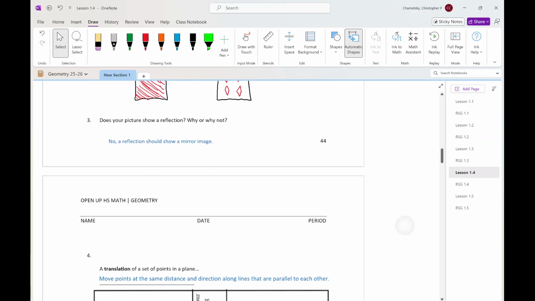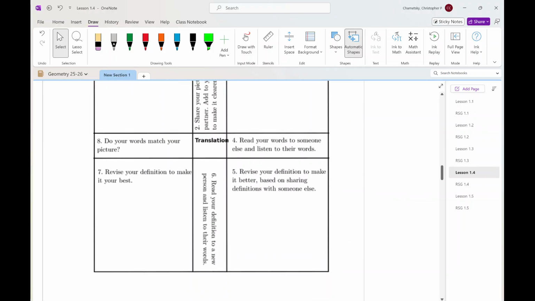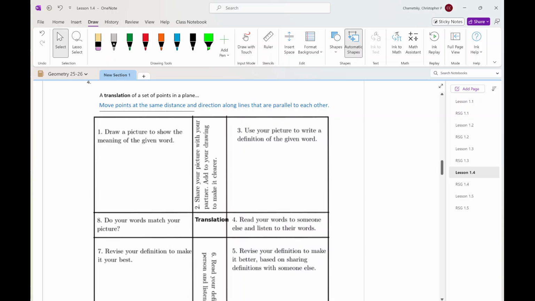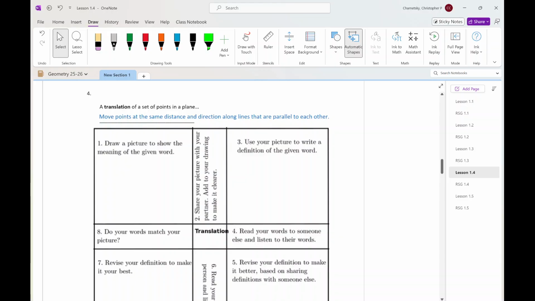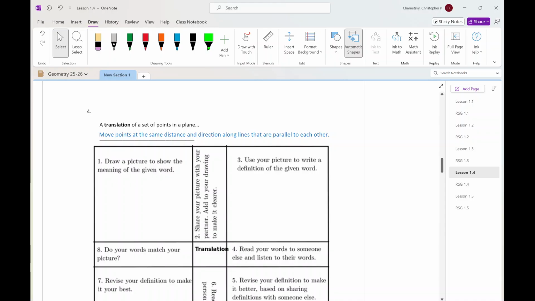In the next few pages here, we have an opportunity for you to use your words and images and go through the editing process, which is what we did in class, with the ultimate conclusion of coming up with these mathematical definitions. So a translation is a set of points in the plane that move the points the same distance and direction along lines that are parallel to each other. So when we translate something, like say I've got some segment here, if we translate it, they're all going to move the same distance and direction, which is why afterwards we end up with the same shape and the same orientation.